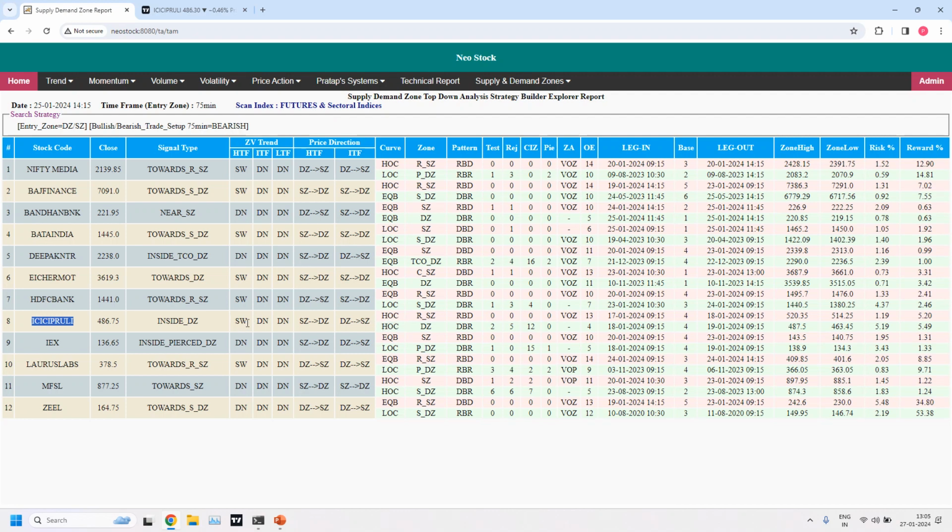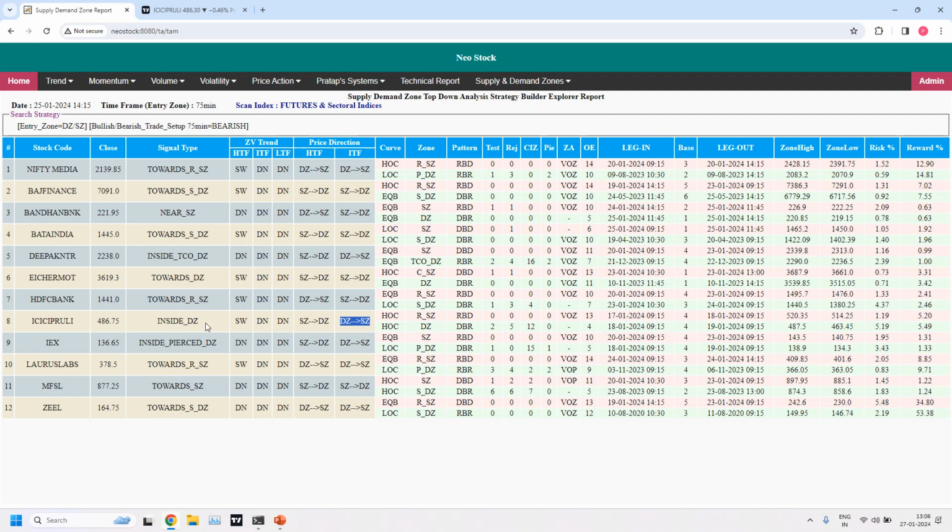The HTF trend is sideways, but the ITF trend has already changed to a downtrend. Even the daily trend is, and your LTF, that is the 75 minutes trend, is also a downtrend. Prices are traveling from supply zone to demand zone, and here demand zone to supply zone. That means there is some zone confluence. Which zone confluence? The 75-minute zone has confluence with the daily zone. So by the time prices enter into the daily zone, your ITF price direction will be changed to supply zone to demand zone. So that is the way we need to understand.